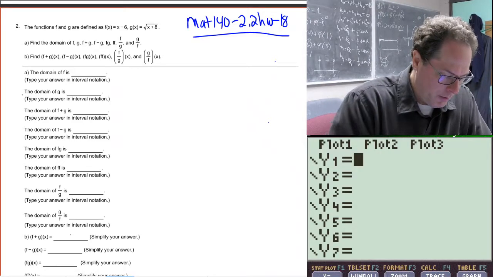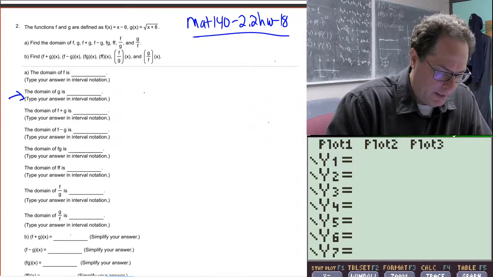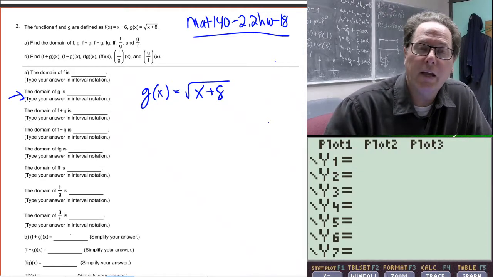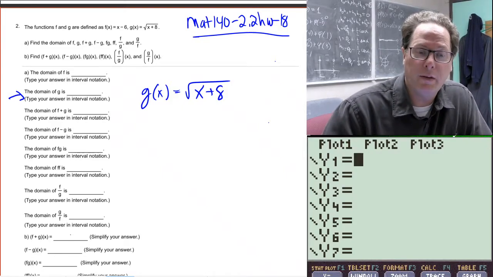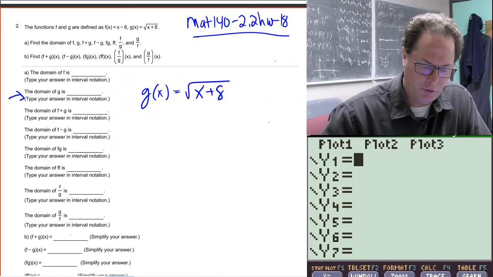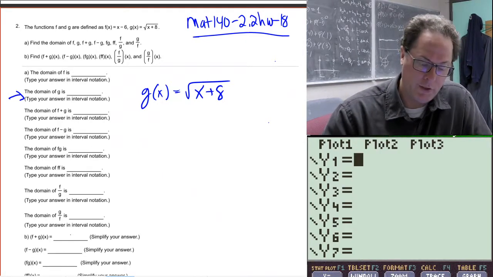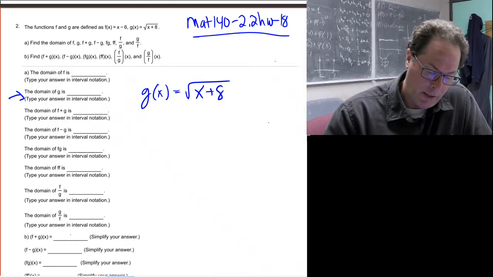Okay, so we're looking at just the domain of g of x. Now g of x is the square root of x plus 8, and we just want to find out what that domain is. Now I've pulled up my graphing calculator. If you hit y equals, let's graph this thing. The graph will actually tell us the domain just fine.